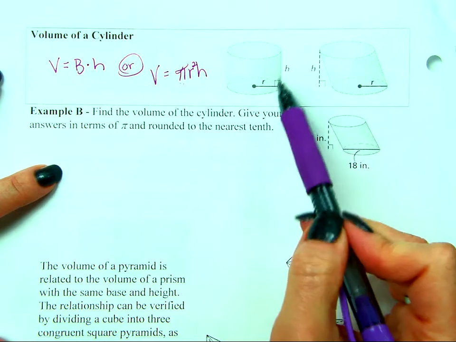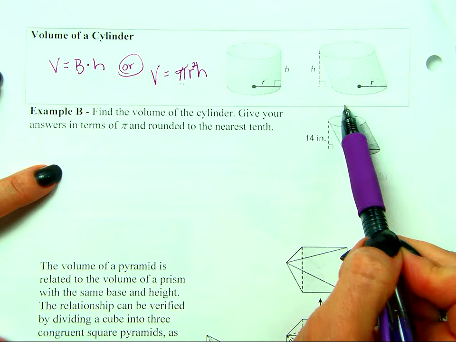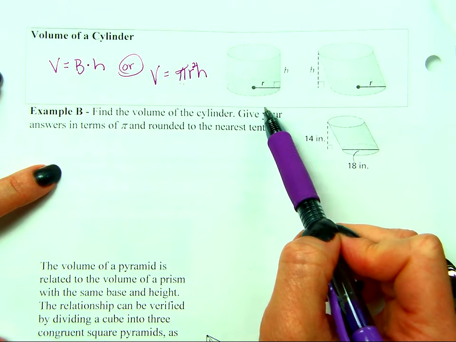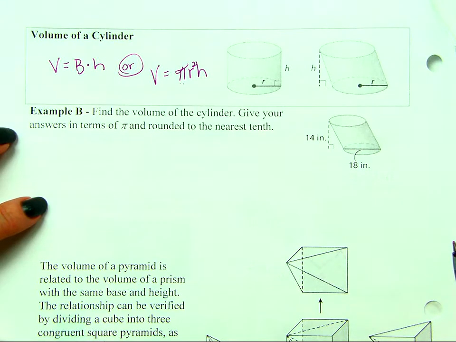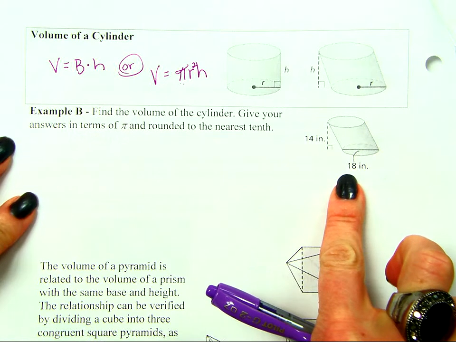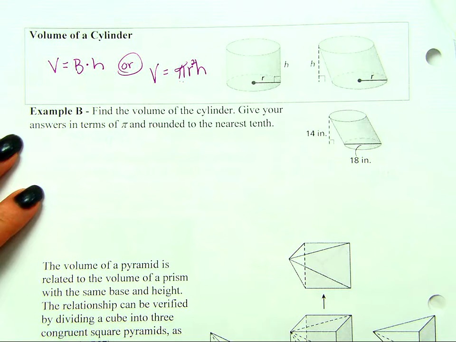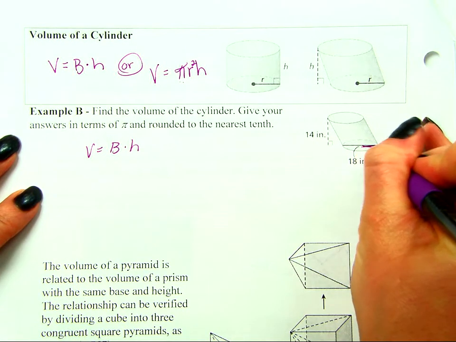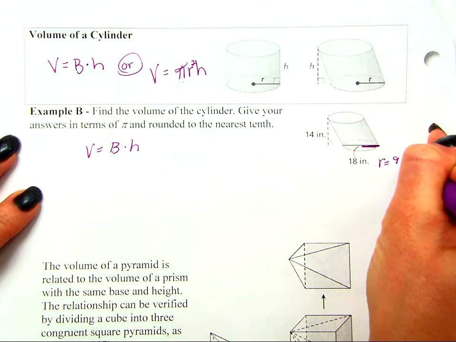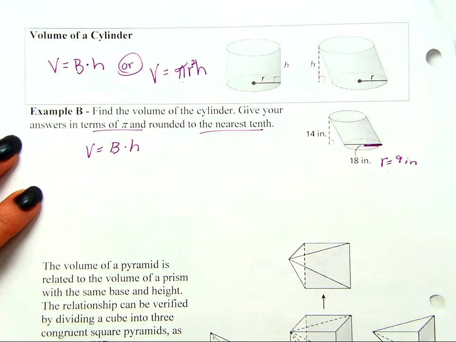Now, same goes, my cylinder, whether it is upright or oblique, these two would have the same volume provided that the base circles are the same size and that they have the same height. I use the same formula, so in example B, even though my cylinder is oblique at an angle, I'm still going to use the area of the base times the height. Now here, I'm going to do a little bit of thinking. My radius is actually going to be 9 inches. It asks us to give our answer in terms of pi and round it to the nearest tenth.